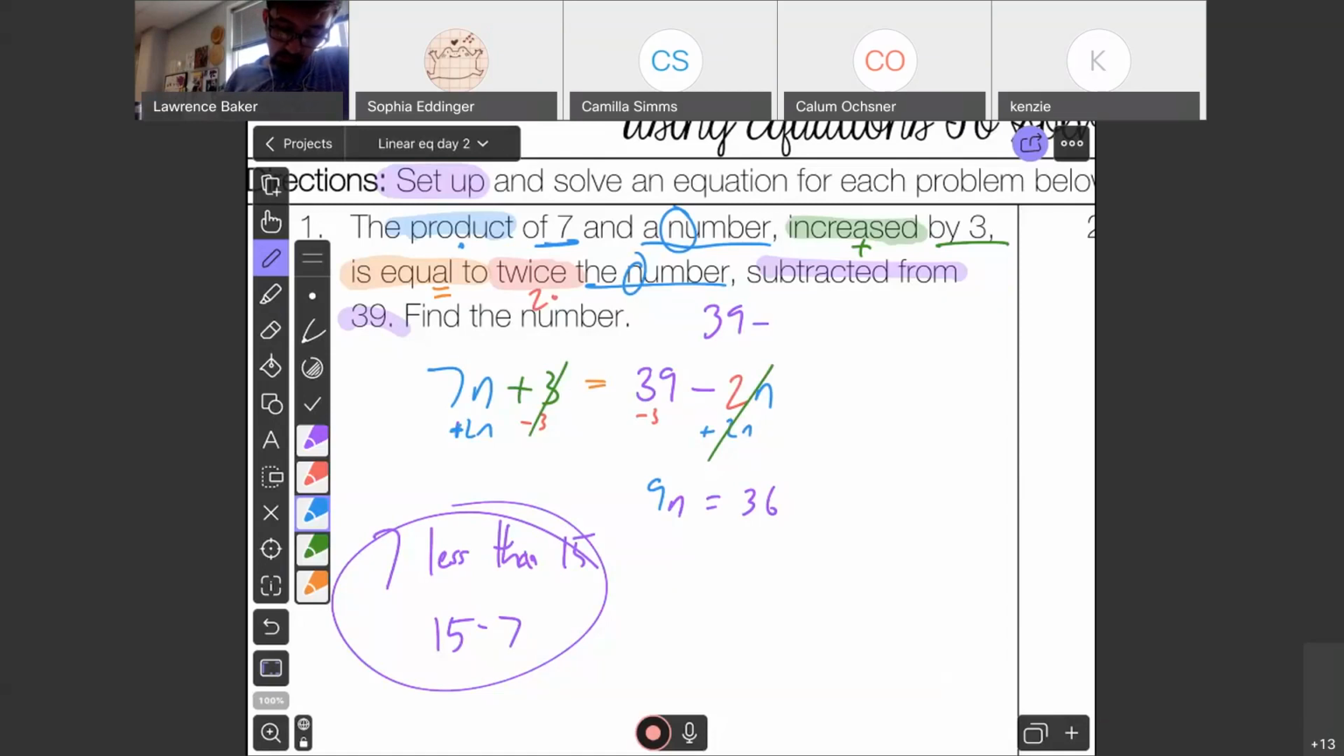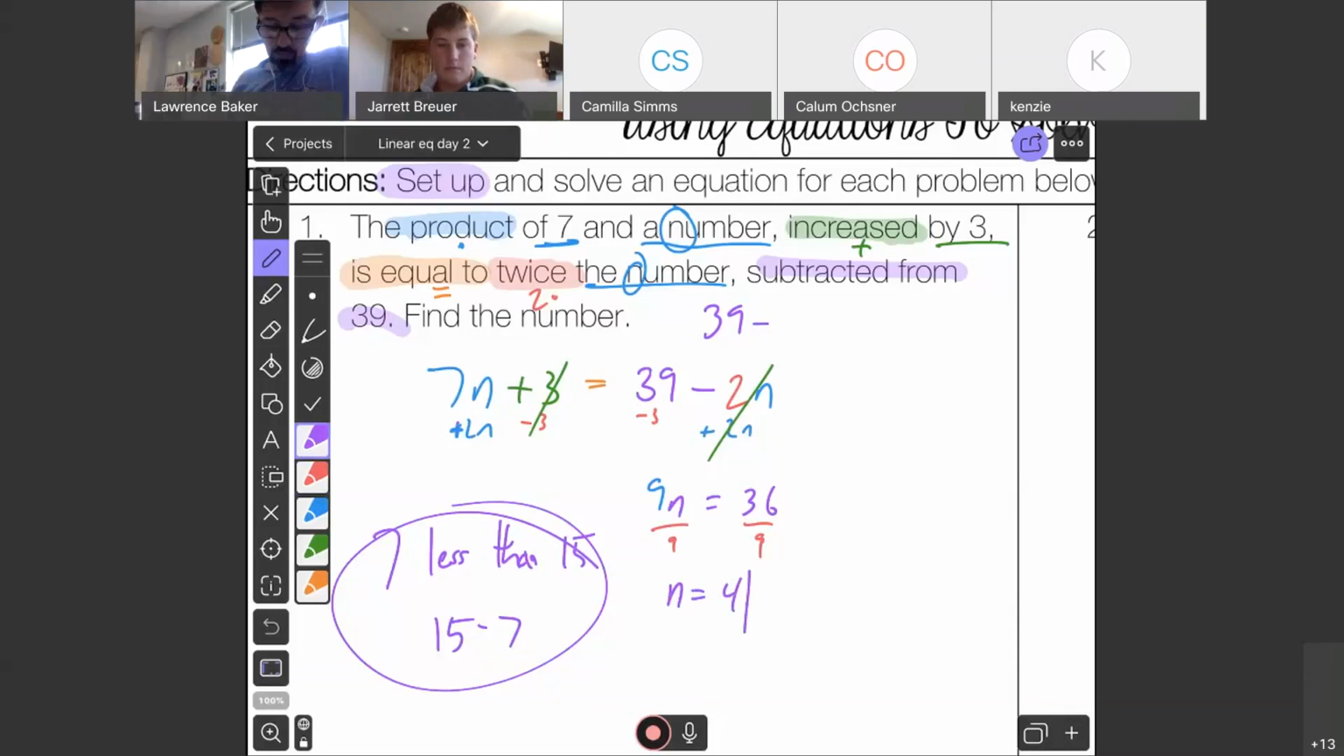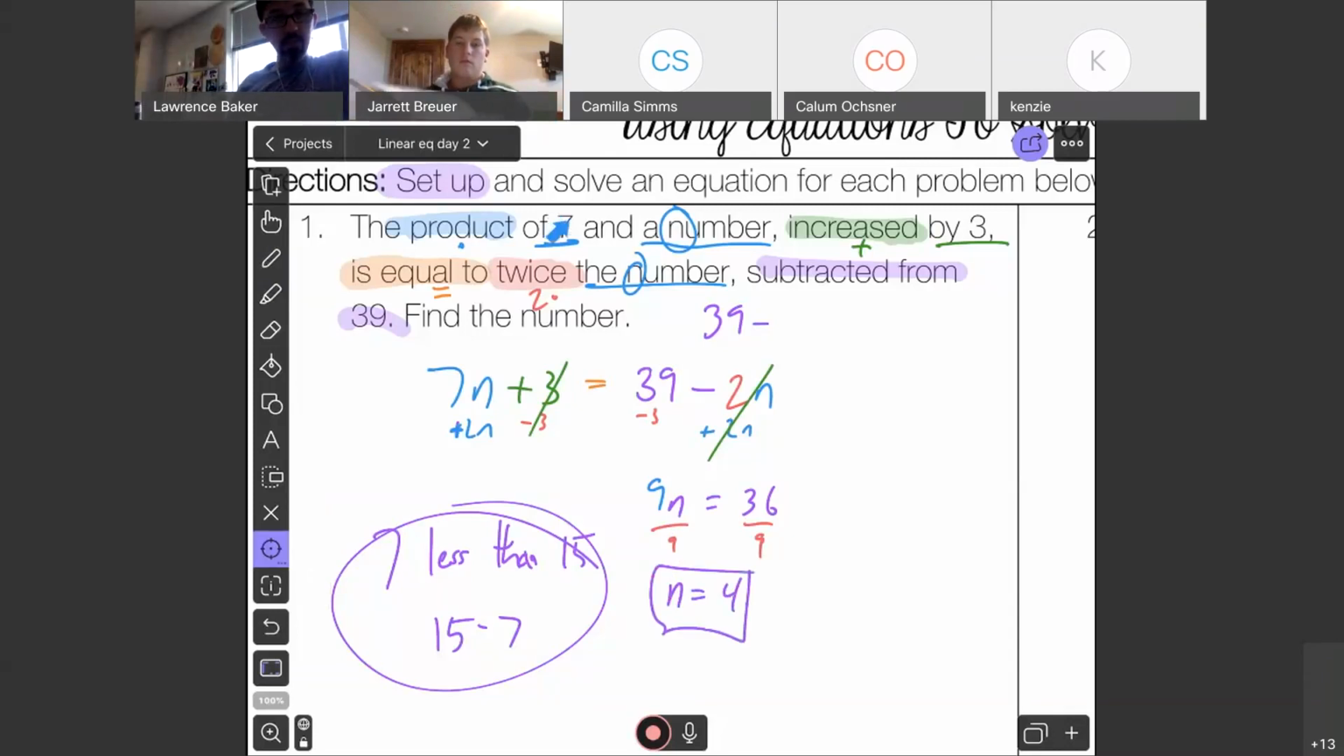I think we divide, right? Okay. Divide by what? 9 into 36. Okay. So, of course, that'd be 4. Yep. And you can check that real quick. Just the product of 7 and that number. So 7 times 4 is 28. Increased by 3. So 28 plus 3 is 31.